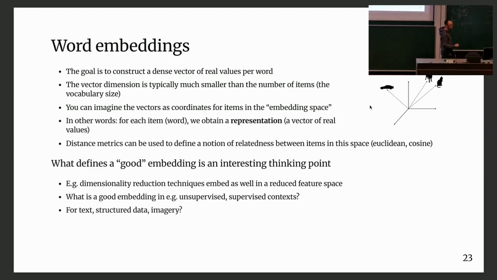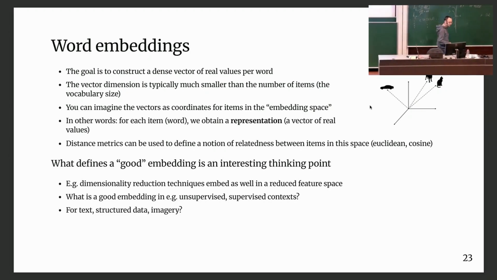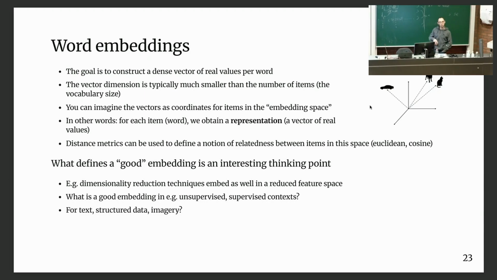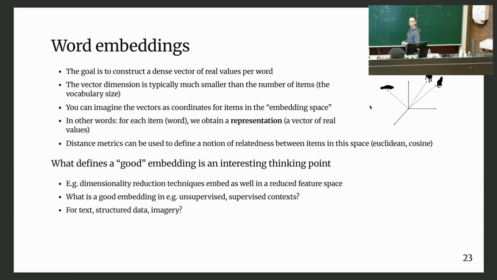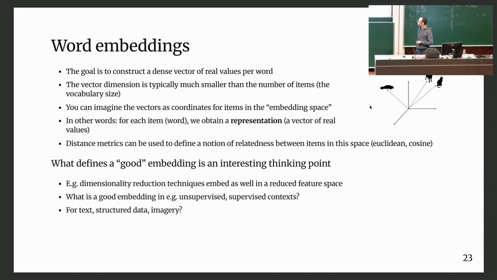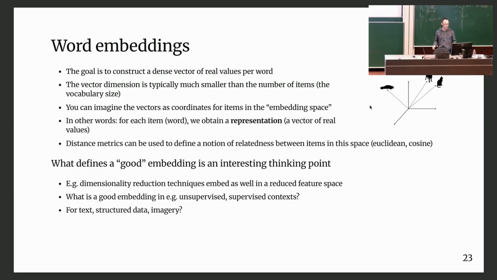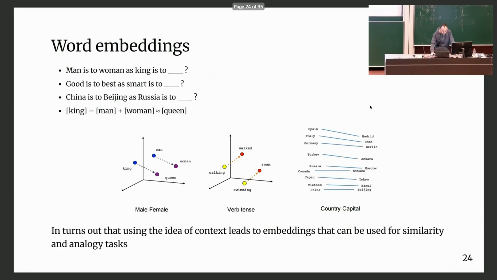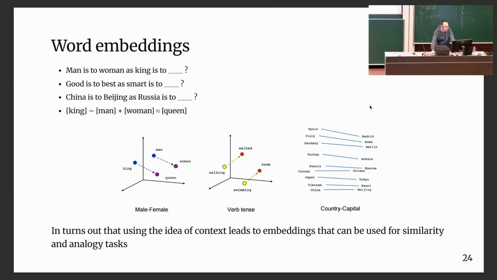Well, here, for these word embeddings, as a starting point at least, we're going to say, well, words should organize themselves in this embedding space so that I can do at least notions of relatedness and things like that, or comparisons between them. So in other words, these vectors should allow me to answer questions such as man is to woman as king is to blank. And good is to best as smart is to blank. And if I subtract man from king and then I add woman, then I expect that I end up somewhere in the region of queen, for instance.